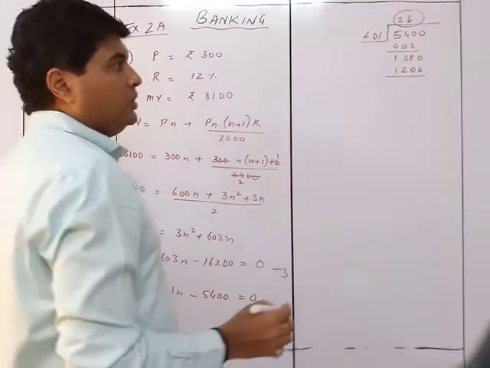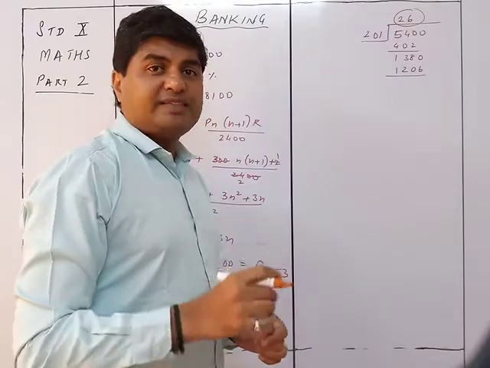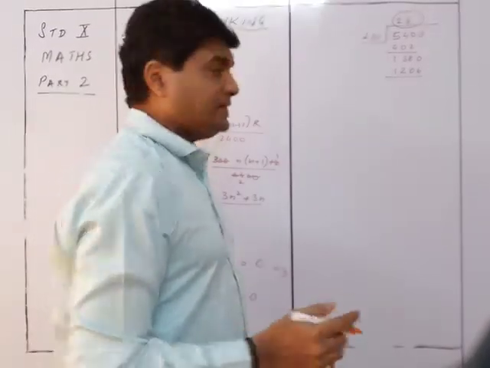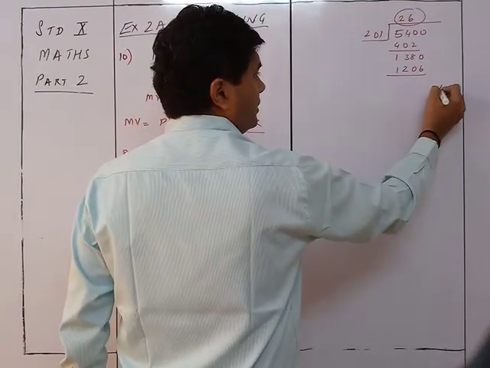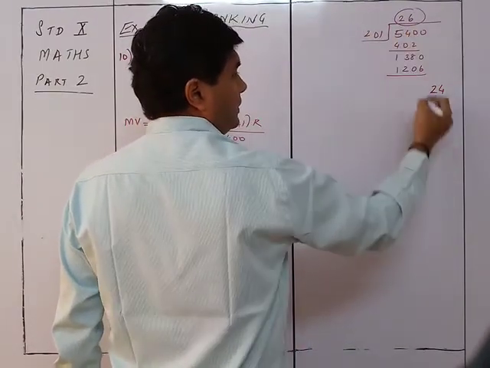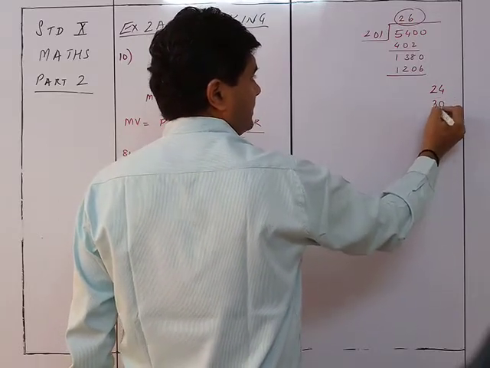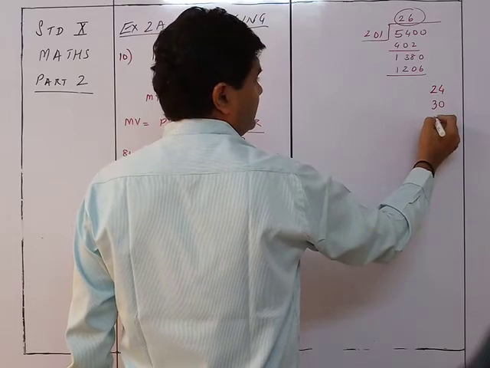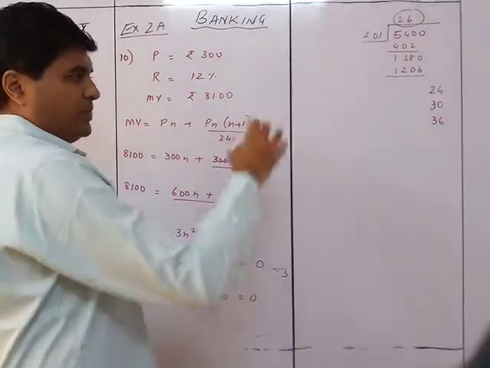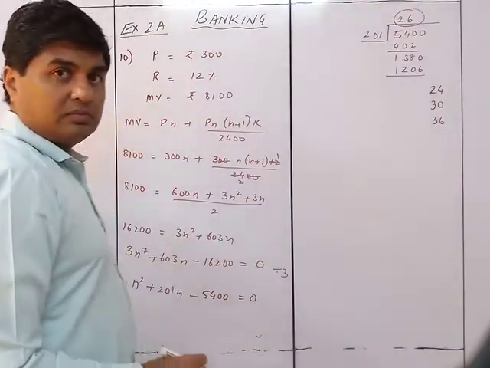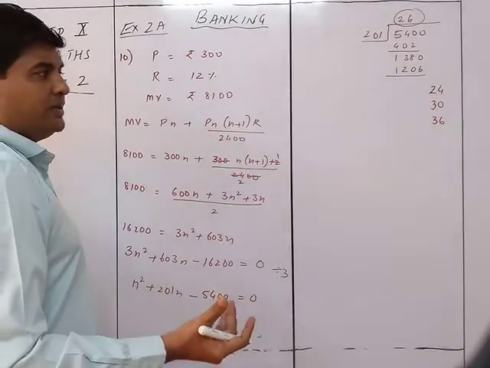So what are the numbers in the multiples of 6 and 10 around 26? So we have the numbers as 24. In the multiples of 6, after 24 directly comes 30, and then there is 36. In the multiples of 10, there is only 30. So the answer would be somewhere here. Okay, so it would be either 24 or 30 or 36.